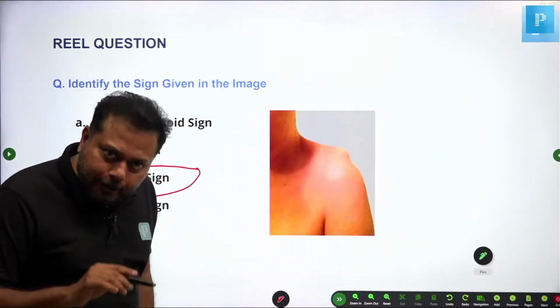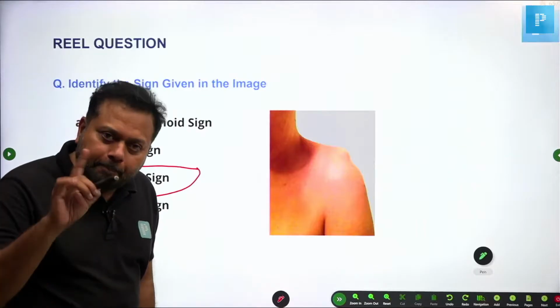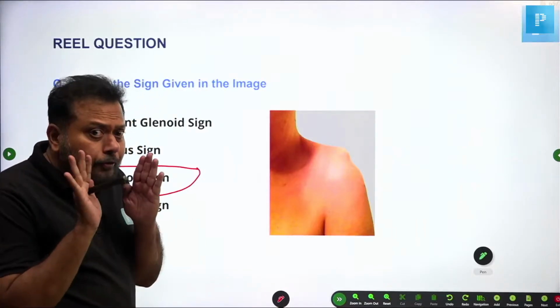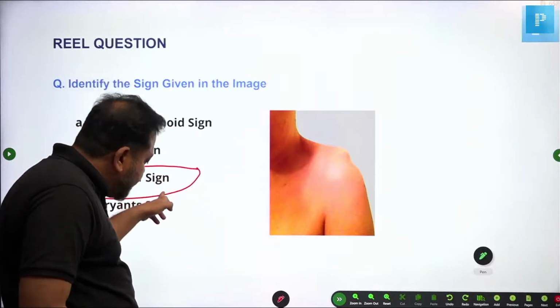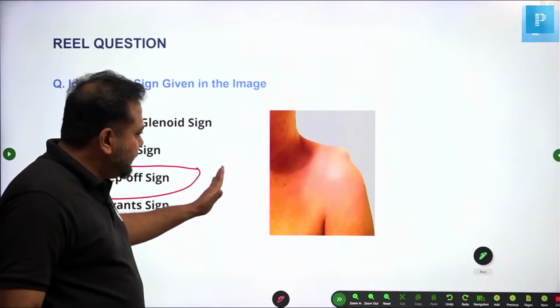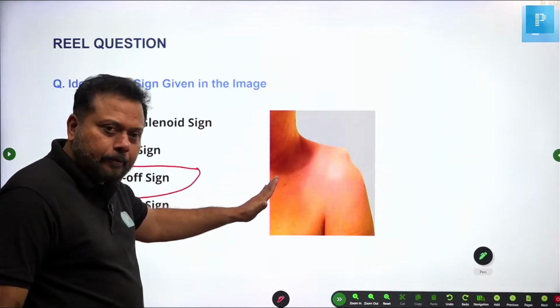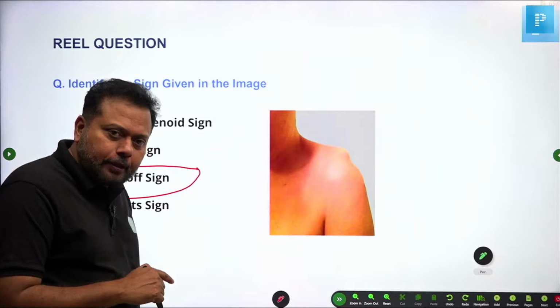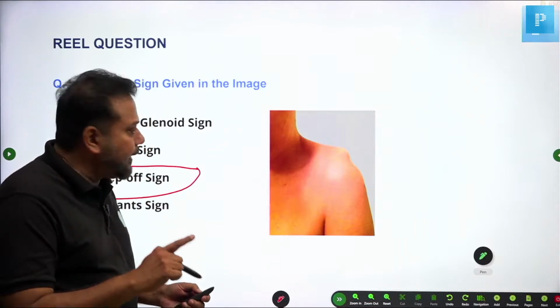I will explain to you the difference between step sign and sulcus sign. The only confusing thing is whether this is a sulcus sign or a step sign. I will explain to you. Okay, no problem. This is called step sign. I framed this question. Now I am going to the real question of INI-CET.